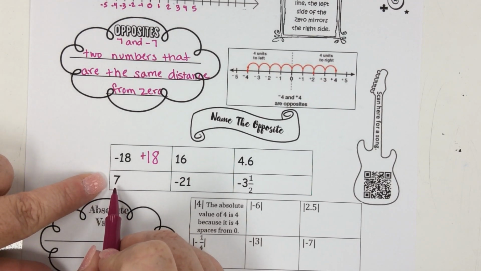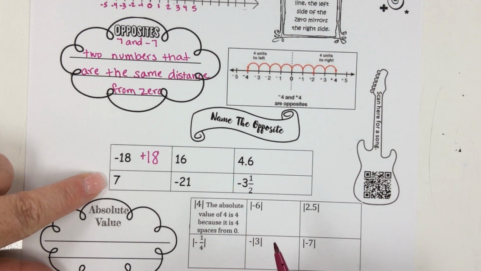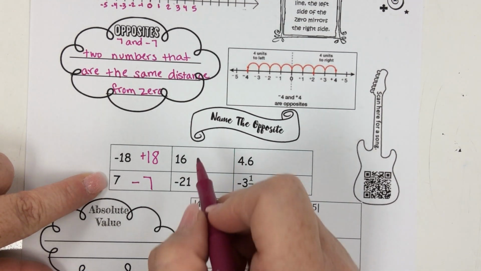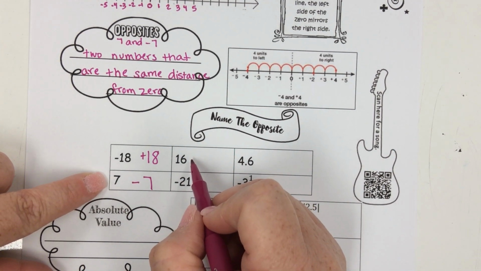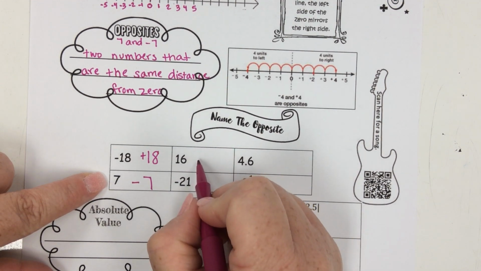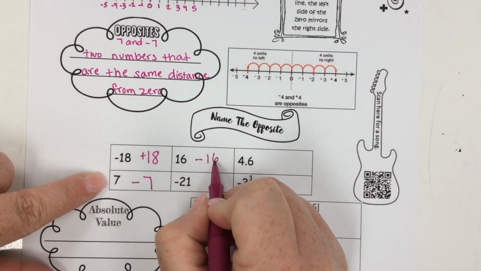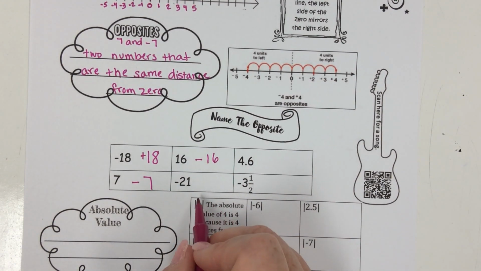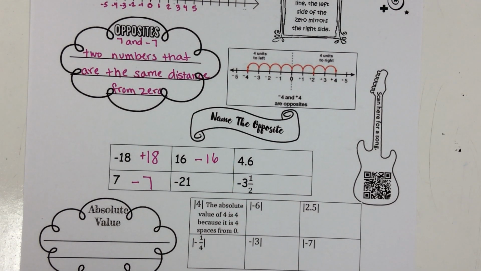Now, the opposite of 7 is -7, okay? The opposite of 16 would be -16. The opposite of -21, so that means this number right here is 21 spaces to the left of 0. So what number is 21 spaces to the right of 0? All right, I'm going to leave those 3 for you because you'll get to pause your video and answer those, okay?